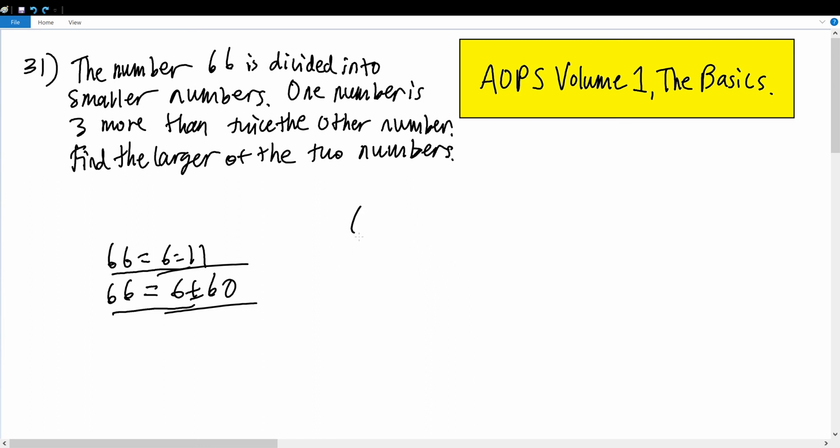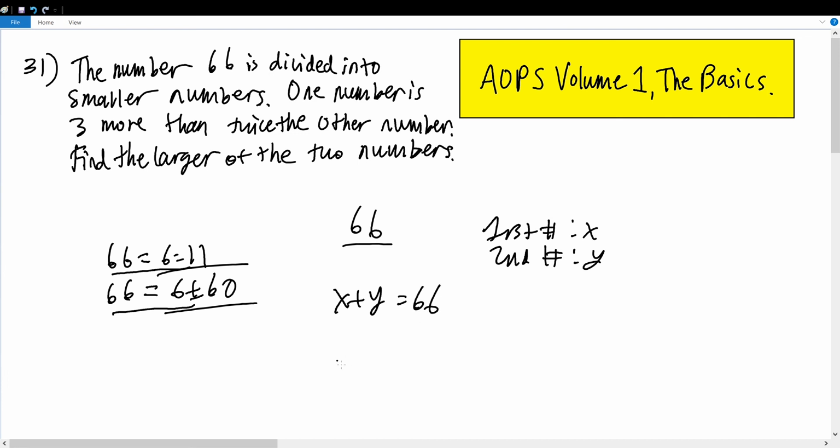As always, let's utilize the information and assume what we're trying to find. The first number, let's call that x. The second one, let's call that y. So x plus y must give us a sum of 66. And also, one number is 3 more than twice the other number, meaning that x minus twice y must give us 3.